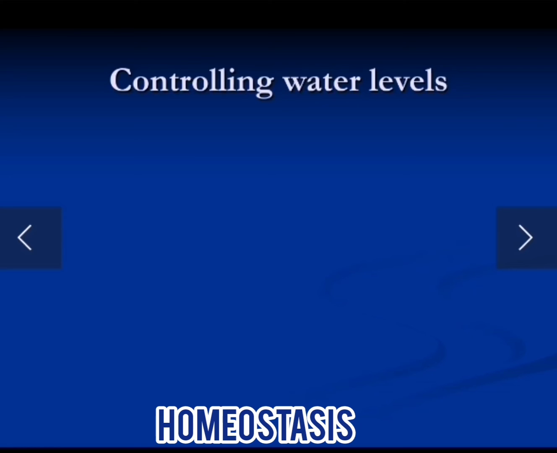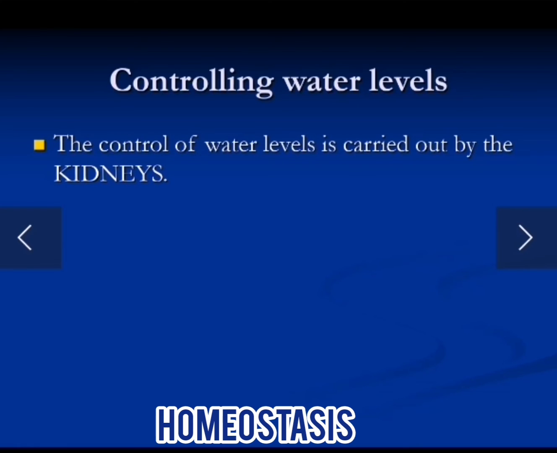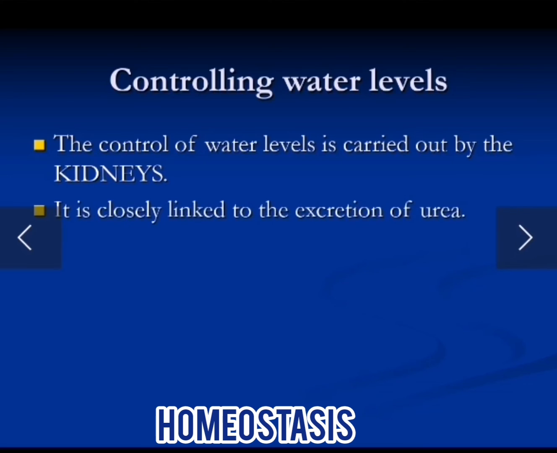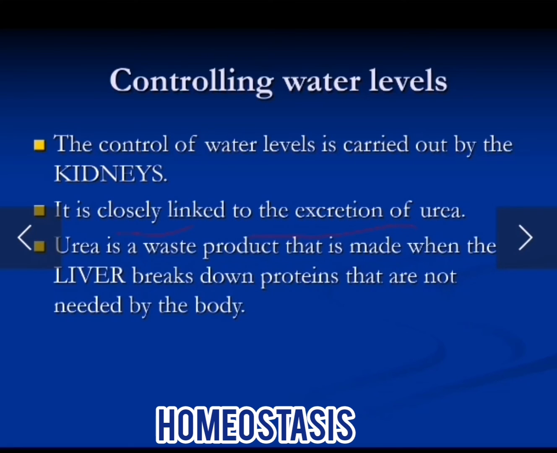Controlling water levels. The fourth term of homeostasis is controlling water level. The control of water level is carried out by the kidneys. So it's closely linked to the excretion of urea. Urea is a waste product that is made when the liver breaks down proteins that are not needed by the body. So when an excess of protein is in the blood, the liver breaks it down into urea. Urea contains the element nitrogen.